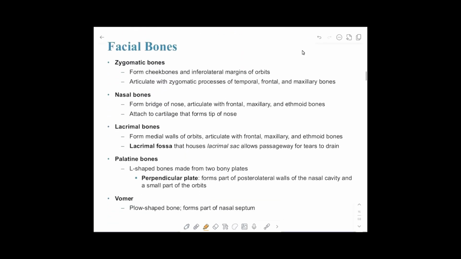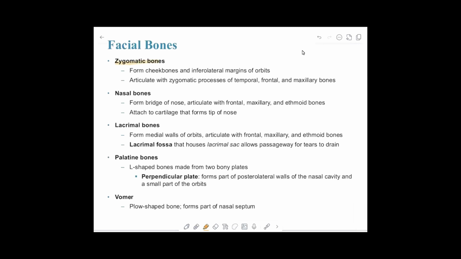Our next group of facial bones includes the zygomatic bones, which form the cheekbone. It articulates with the zygomatic process of the temporal bone, the frontal and maxillary bones. The nasal bone, which forms the bridge of the nose, articulates with the frontal, maxillary, and ethmoid bones. The lacrimal bones articulate with the frontal, maxillary, and ethmoid bones, and have a little depression called the lacrimal fossa, which houses the lacrimal sac, something we'll be learning about at the very end of the semester.